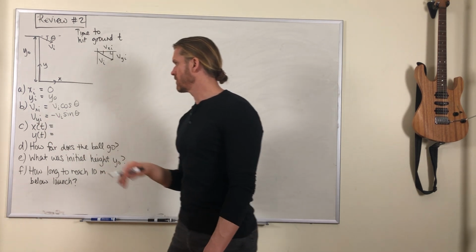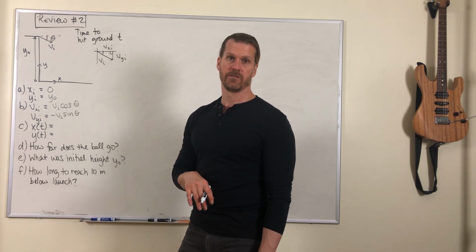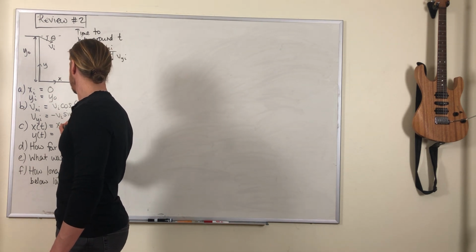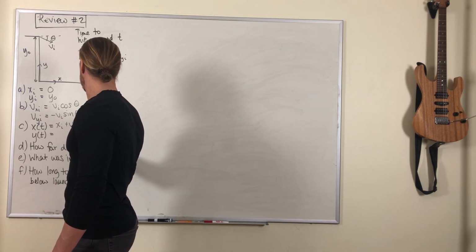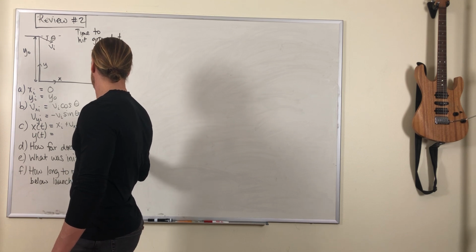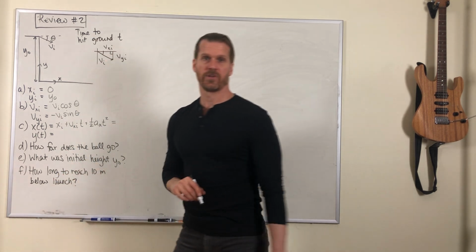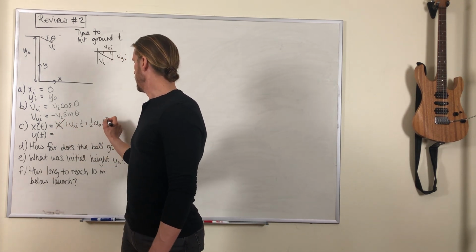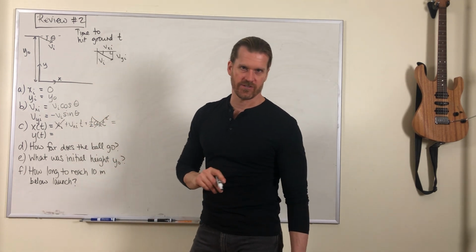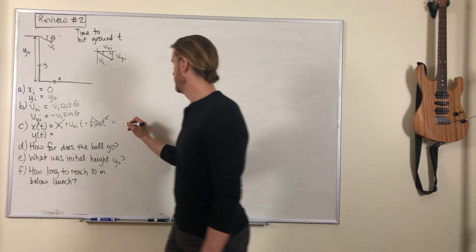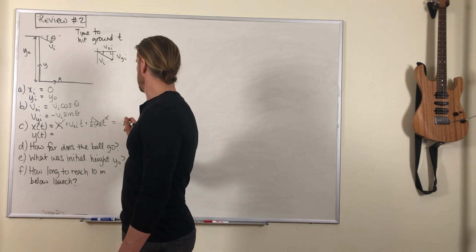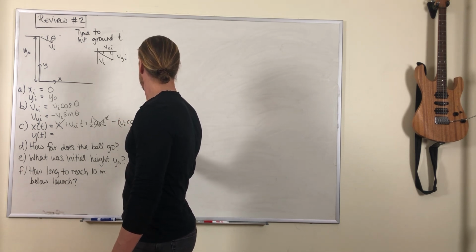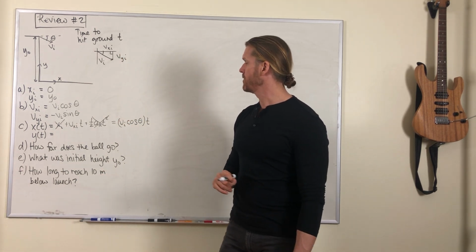Now we can write the position components as a function of time. That's kinematic equation number 3. And we plug in what we know. X initial is 0. There's no acceleration in the x direction for projectile motion. So that's just V initial cos theta times time.